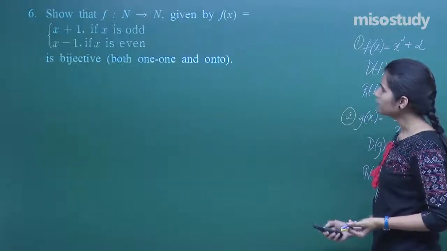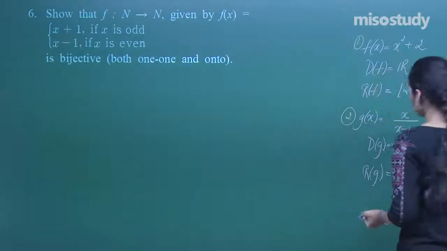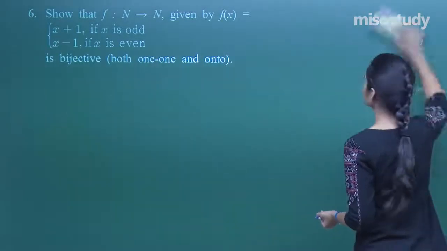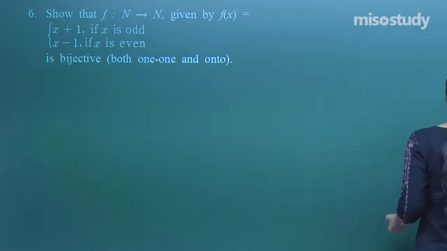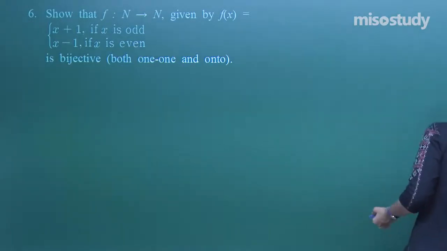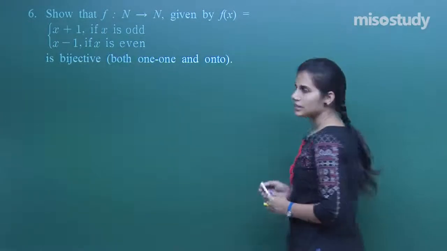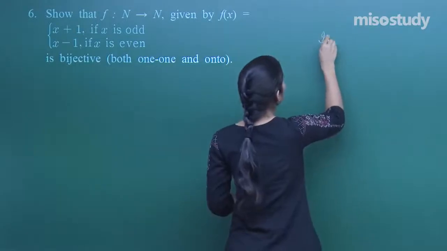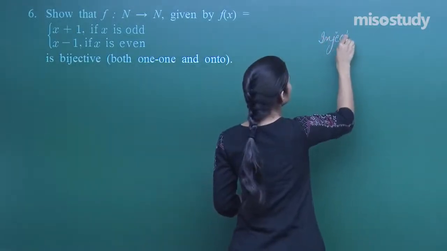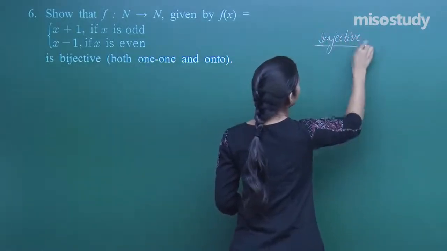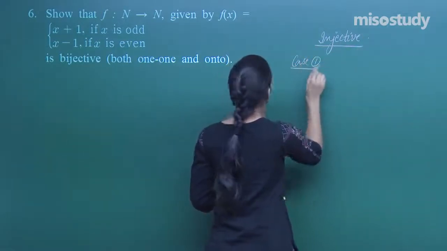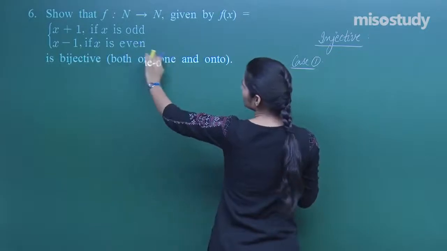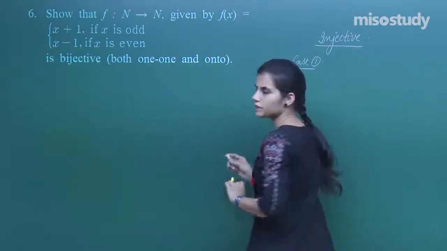Now next we have: show that F from the collection of all natural numbers to the natural numbers, given by this definition, is bijective. Bijective means it's both 1, 1 and onto. Clear? Let's talk about this. First, let's talk about the injectivity, that is 1, 1s. So there are three cases which arise. You can see by the definition, x is odd, then a different definition, x is even, then a different definition.